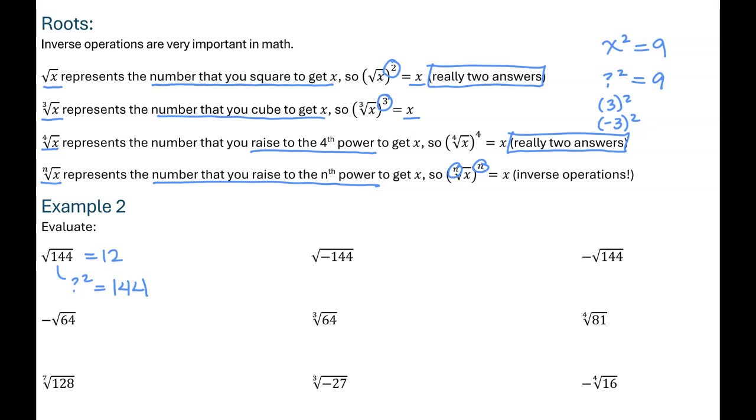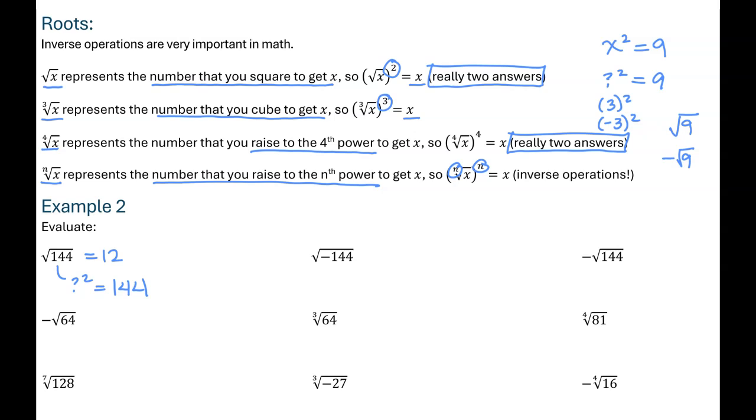When you're given the root, it will tell you if it's positive. So if you get the square root of 9, that is +3. And if you get the negative root of 9, that is -3. So there is no ambiguity when you are asked to find a root.